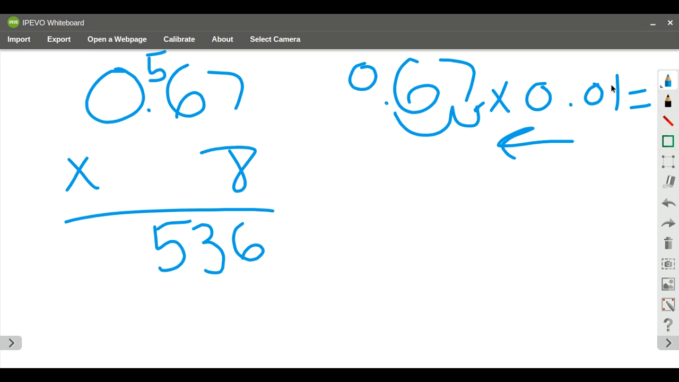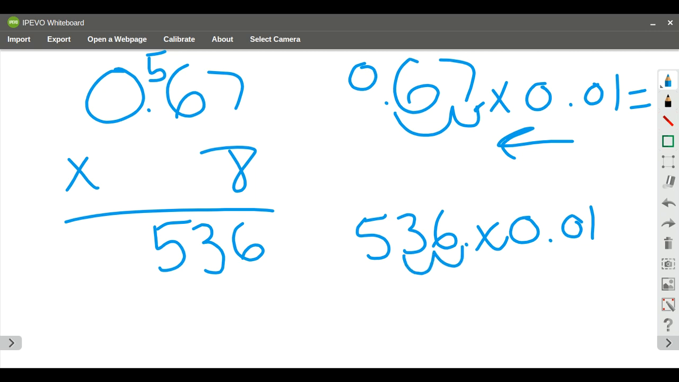by 1/100th to get 67 hundredths, with 536, I need to multiply this. So I need to multiply 536 by 1/100th to get my answer of 67 multiplied by 8. So when I do that, that means my decimal is going to move 2 places to the left. So here, 67 hundredths multiplied by 8, my answer is going to be 5 and 36 hundredths.